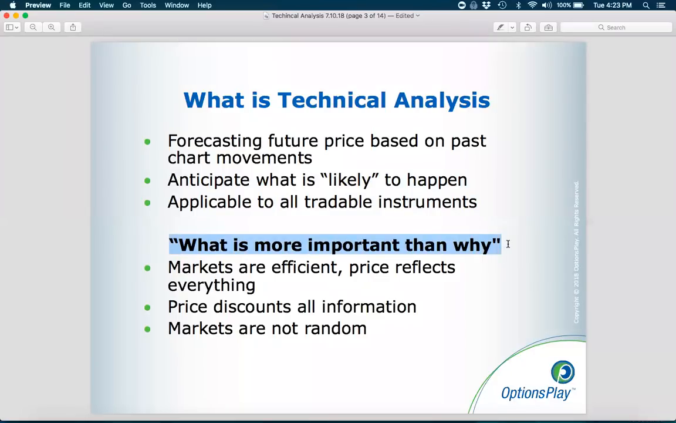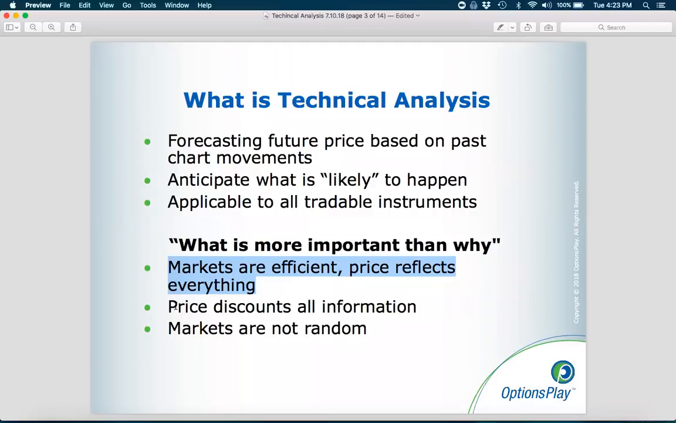The one key tenet of technical analysis is that what is more important than why. Meaning we're more interested in what happens after something happens, as opposed to why something happened. And this is really because we believe that markets are efficient and price reflects everything. If any of you have ever noticed when a news announcement comes out, or something that affects the market comes out, price action reacts almost instantaneously to that event. What that means is that understanding why doesn't really help you. What you want to focus on is what actually happened from that event and what is going to happen based on that reaction from the markets.